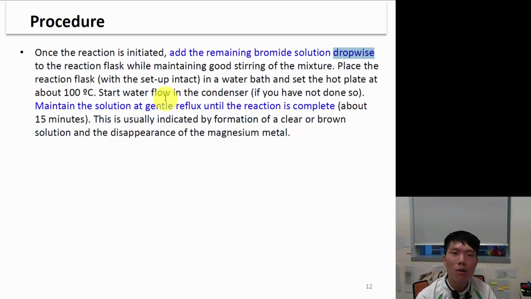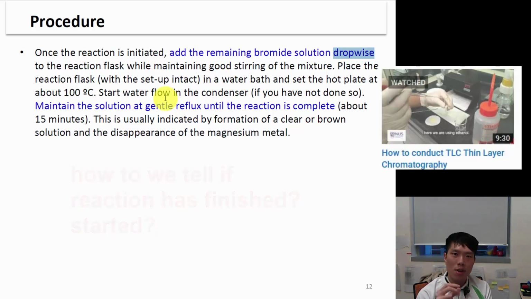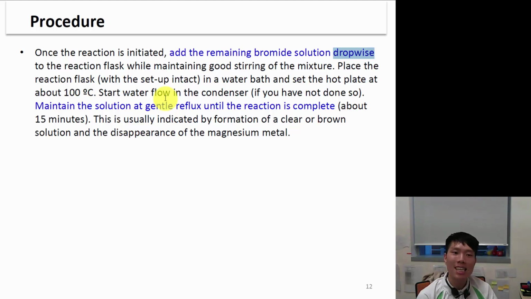So how do you tell, if we do not give this clue to you, because it varies from person to person? How do we know that the reaction is almost complete? Normally you can use TLC, right, to monitor the reaction progress. Okay, but here we know that we can tell from the formation of a clear or brown solution, and when all the magnesium has been used up, has reacted, it's all gone, dissolved.